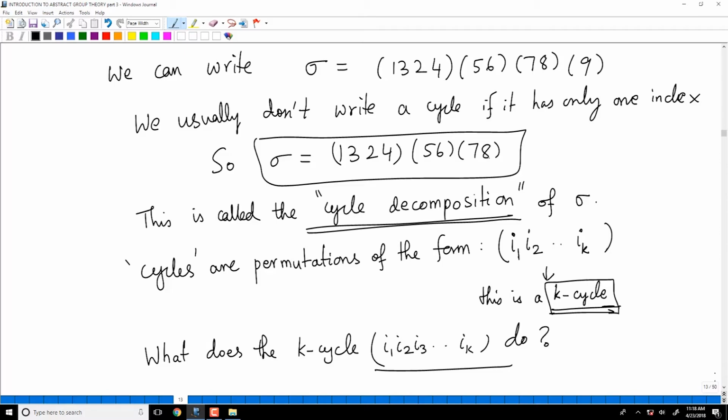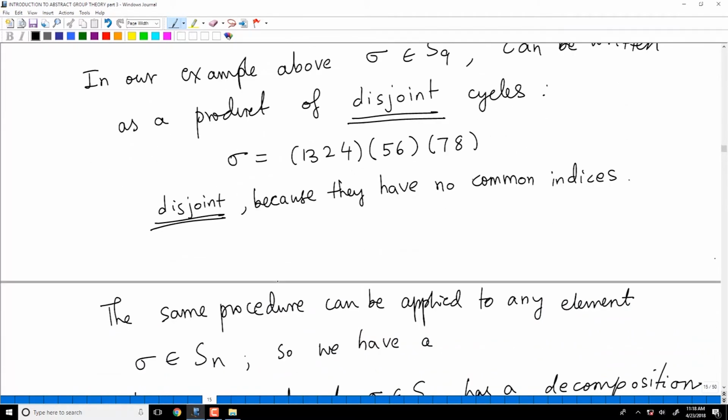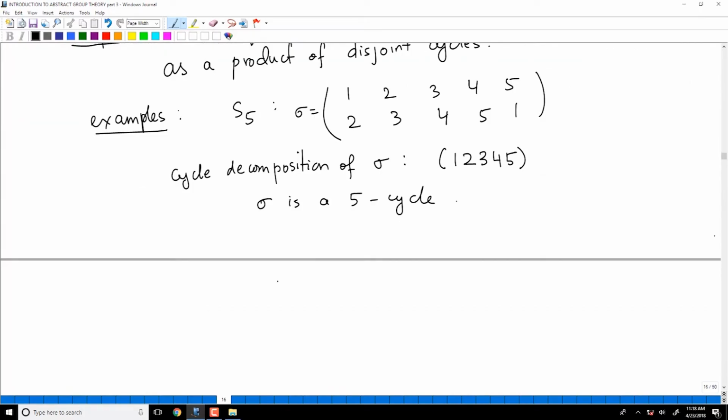In this case, you start with 7 and see where it goes. It goes to 8. Because this is disjoint thing, 8 will not appear again. So 7 goes to 8, 8 goes to 7. 5 goes to 6, 6 goes to 5. 4 goes to 1, 1 goes to 3, 3 goes to 2. And 9 is not represented here because 9 goes to 9 itself. So in this example, sigma is a 5 cycle.